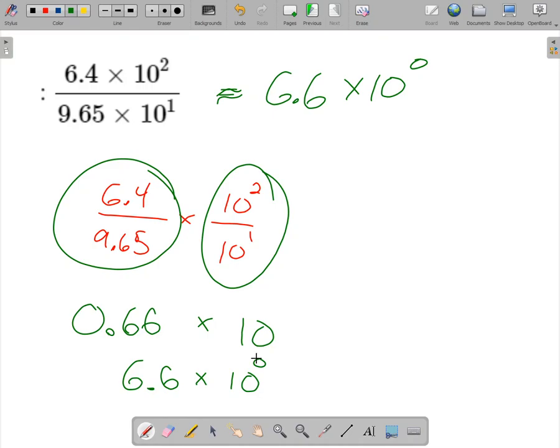Now, for those of you who ended up with a 10 squared, here's what went wrong. Order of operations. This big fraction bar implies you need to calculate the top and calculate the bottom before you divide.